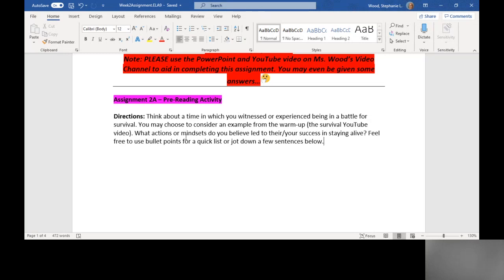So we're focusing on actions and mindsets that led to success in survival. You can either use a personal story or one you watched from the video. Take about 10 minutes to think through and complete this activity before you jump into the text with me. When you're done, join me back in the slideshow. You may pause here.